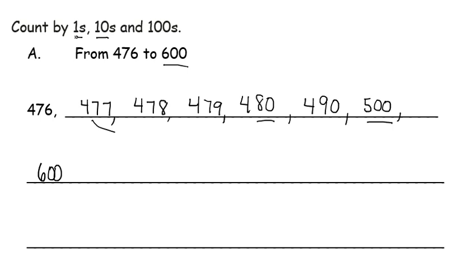So again, we started by counting by ones, then we skipped and started counting by tens, and then from there we counted by 100. That gets us from 476 to 600 much faster.